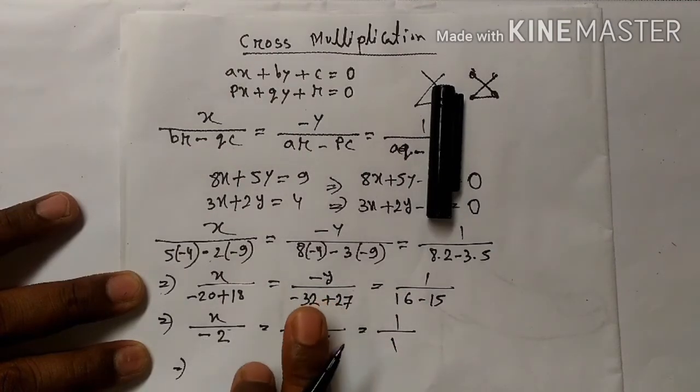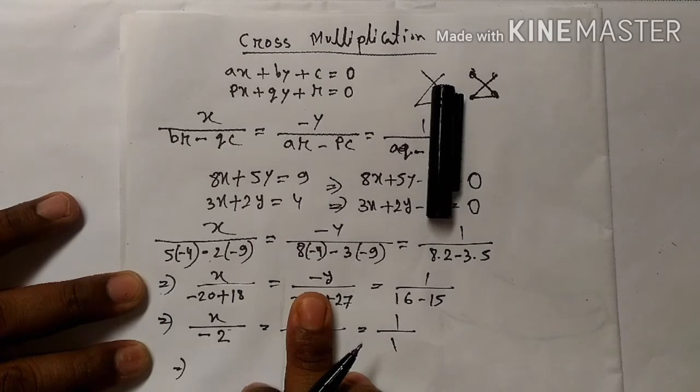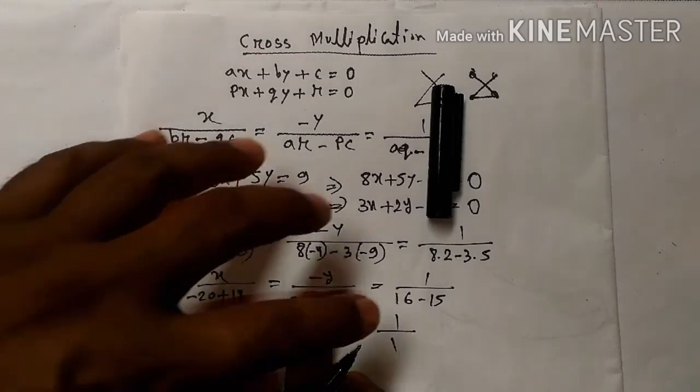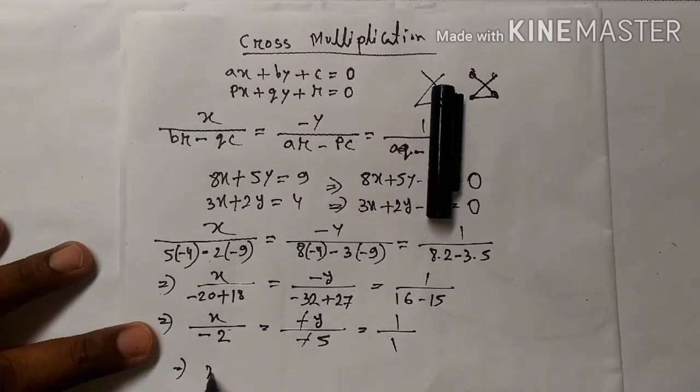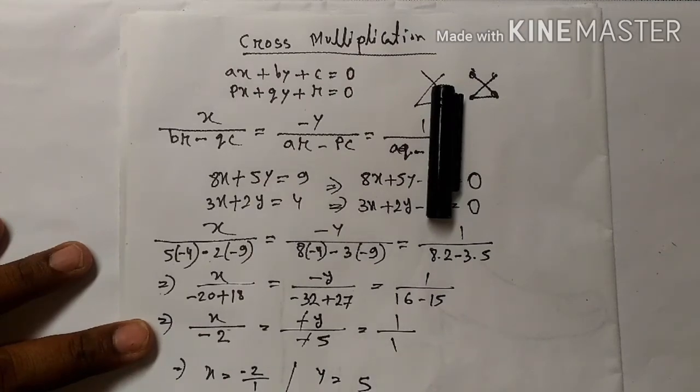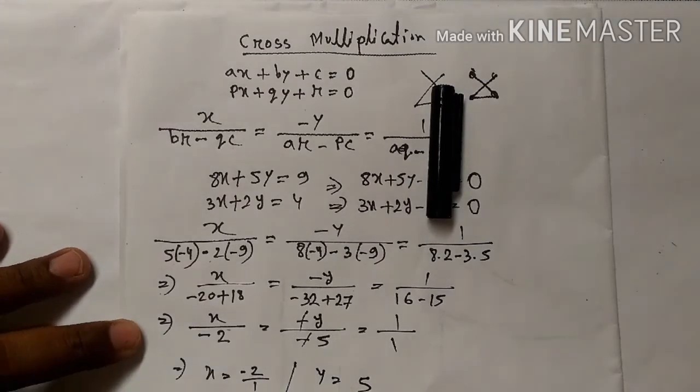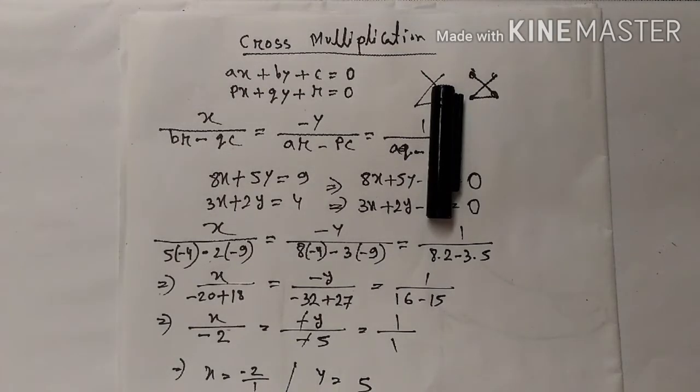So you have to just remove this one. So here minus 2 will go that side. So x equal to minus 2 by 1, that means minus 2, and y equal to 5 will go there, so it is 5. So x equal to minus 2, y equal to 5. You can use this process, which is not too much difficult.